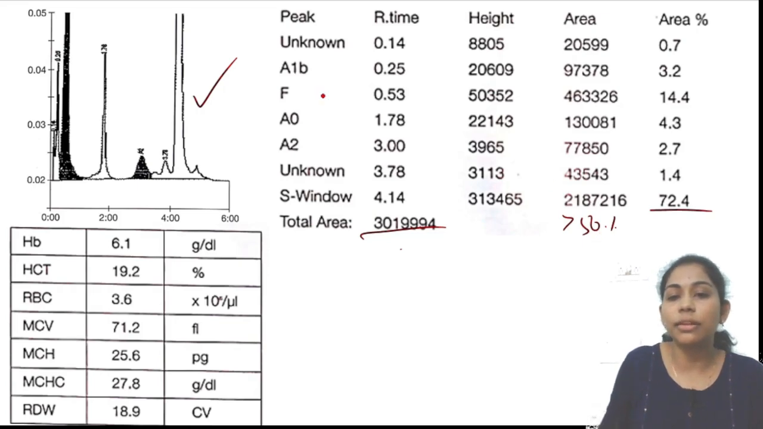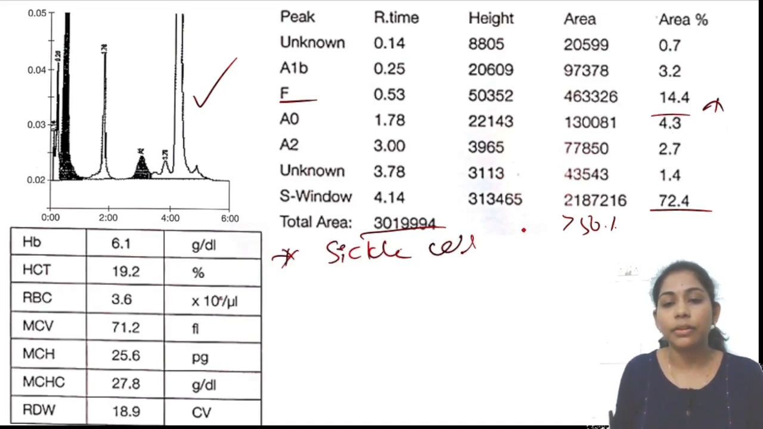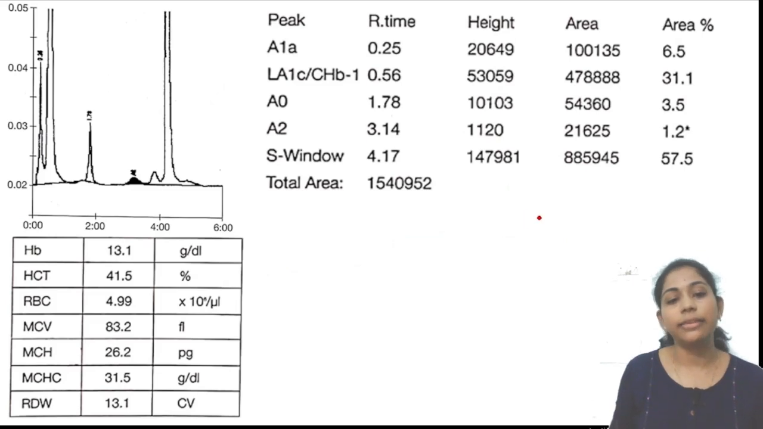Okay, S window is more than 50%. Then what is raised? Again, F, right? F is raised here. So what is the diagnosis? Yes, it's easy. It is sickle cell anemia, right? Sickle cell anemia. Okay, then the next graph.